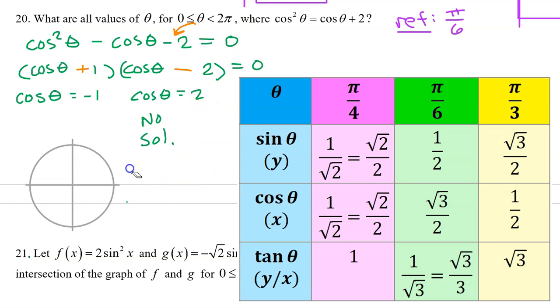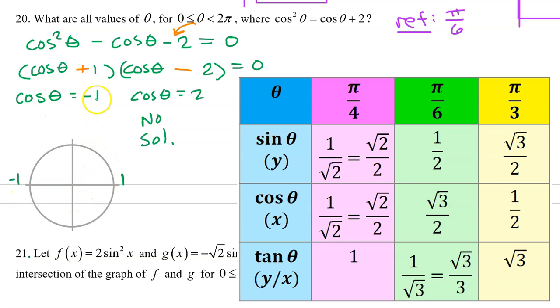Or another way to think about it is that cosine is the x value on this unit circle. And these x values go from an extreme of 1 on the right to an extreme of negative 1 on the left. We're sort of trapped on the unit circle. So the x values cannot get any further to the right than 1 or any further to the left than negative 1. So there's no way to get an x value or a cosine of 2. So no solution here.